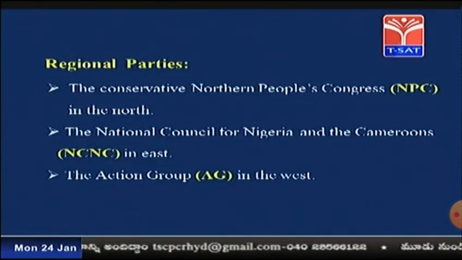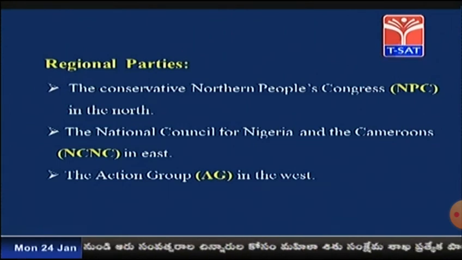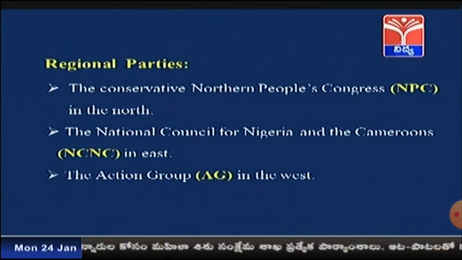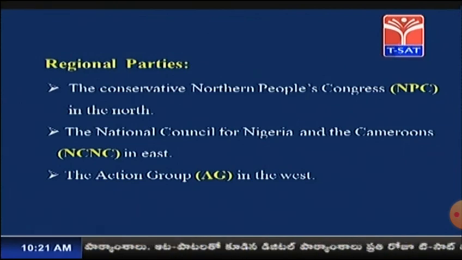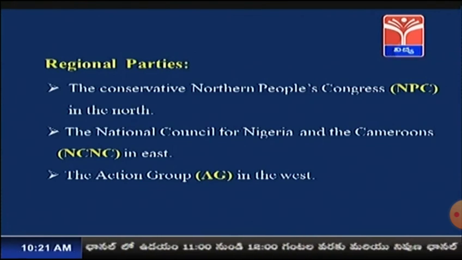So children, the national movement was at its peak stage at this time. The people of regional parties were fighting the anti-colonial movement in their own places and at the same time fighting for freedom. Let's see what the regional parties in this area are. The conservative Northern People's Congress, NPC, was in the north, the National Council for Nigeria and the Cameroons, NCNC, in the east, and the Action Group, AG, in the west.